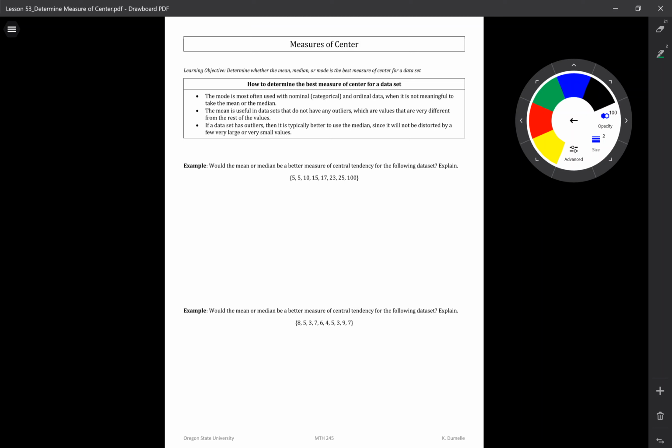The mode, I think you all probably know this word, but mode is just the data point that occurs most frequently. So when do we take the mode in order to measure the center? The mode is most often used with nominal, categorical, and ordinal data when it is not meaningful to take the mean or the median. We won't really use the mode that much because we won't deal with these kinds of data sets. The mean, that's the average, where we add all of the data up and then divide it by the number of data pieces that we have.